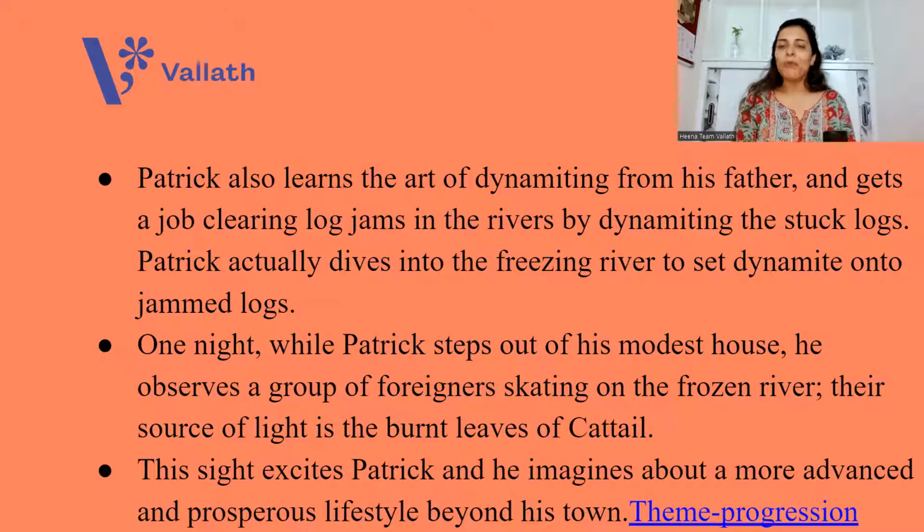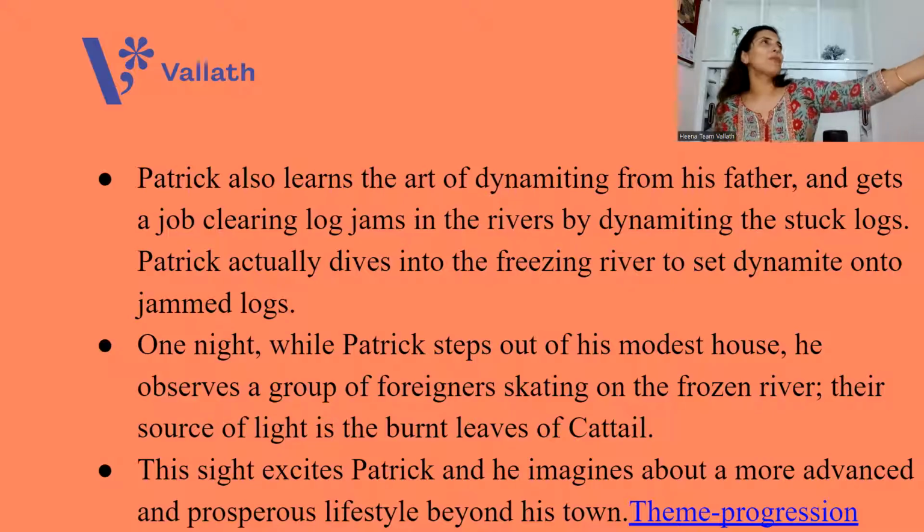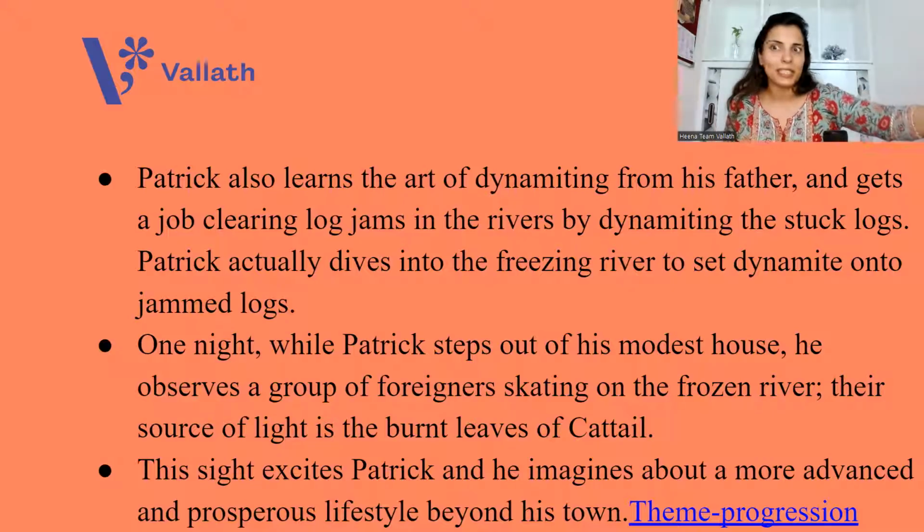One night, while Patrick steps out of his modest house, he observes a group of foreigners skating on the frozen river. Their source of light in the dark is the burnt leaves of cattail. Cattail is a plant. This sight excites Patrick so much. He imagines a more advanced and prosperous lifestyle beyond his town.